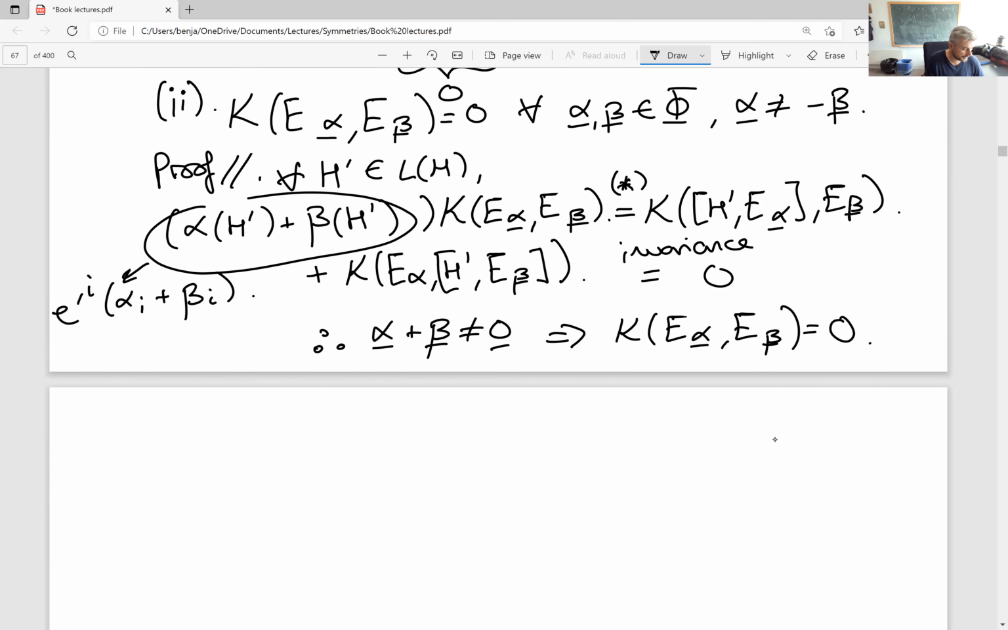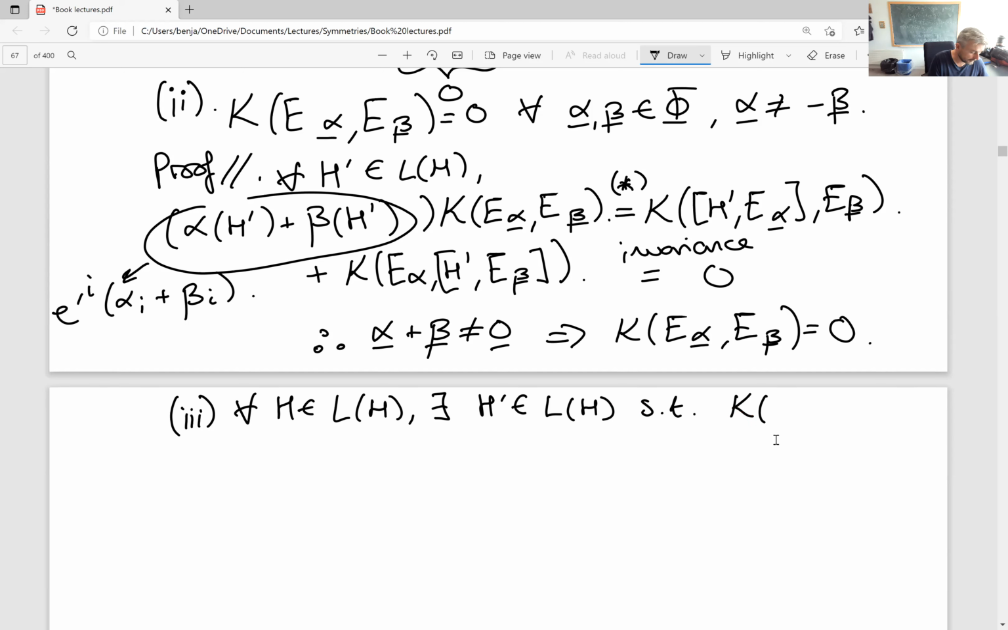Okay, the last two proofs are by contradiction. They're very similar arguments actually to each other. So for all elements of the Cartan subalgebra, there exists another element of the Cartan subalgebra such that the killing form of the two is not 0. So the proof of this is, suppose the opposite, and then we'll prove that that leads to a contradiction.